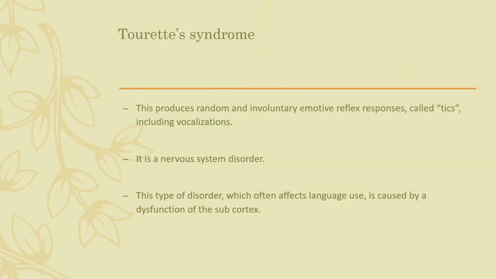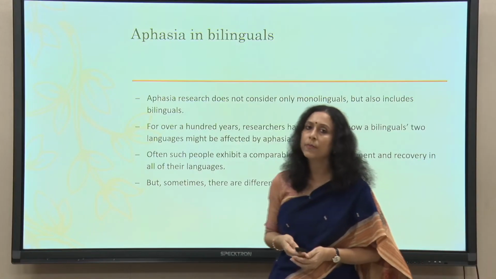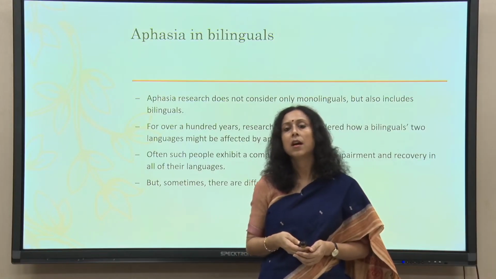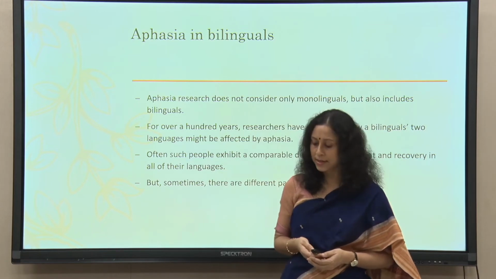In this type of disorder, which also affects language use, the cause is quite often a dysfunction of the subcortex. So, that is the neural correlate of Tourette syndrome. Now, aphasia research, though it has largely been dependent upon data from monolinguals, there have also been some investigations of the same problem in the case of bilinguals and polyglots as well.